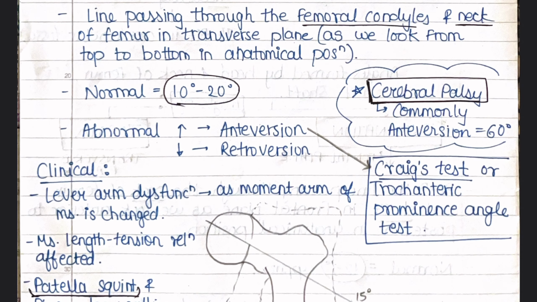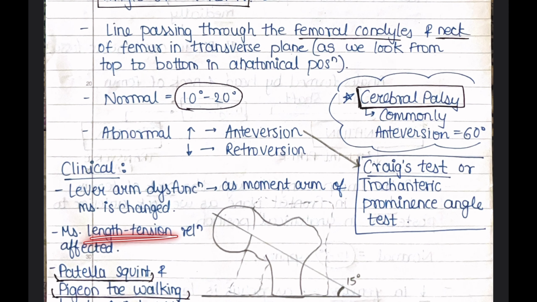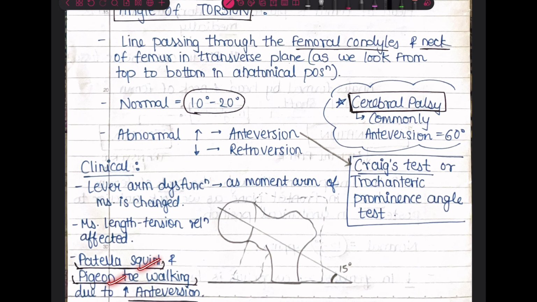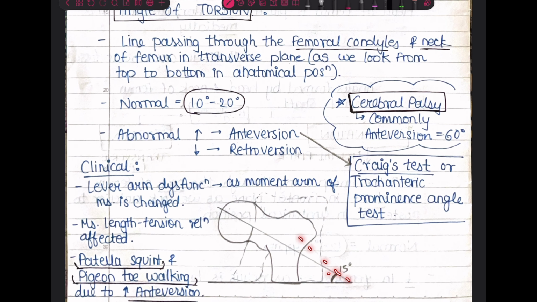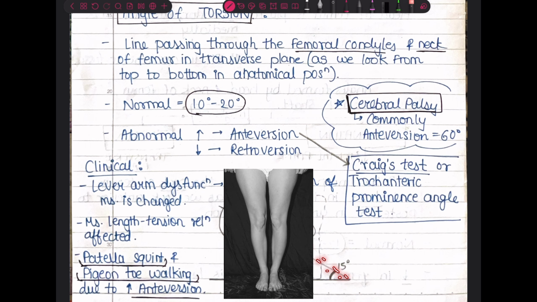Then the muscle length-tension relationship is affected. This topic, length-tension relationship, you will also learn in kinesiology. Patellar squint and pigeon toe walking occur due to increased antiversion. So if this angle goes on increasing, there will be patellar squint and pigeon toe walking.